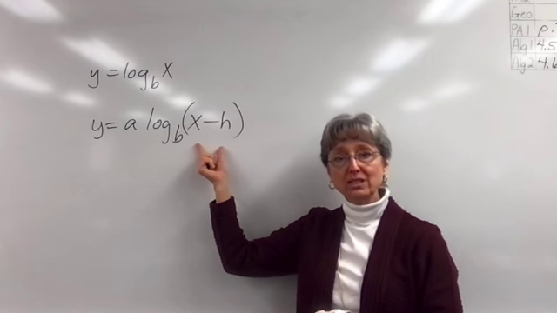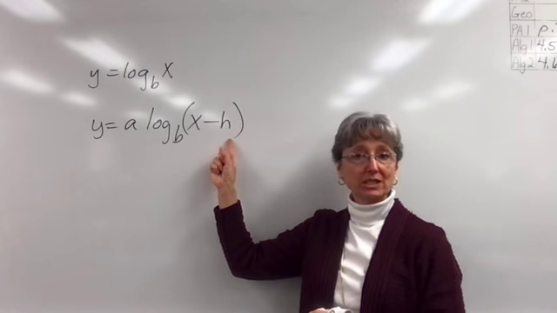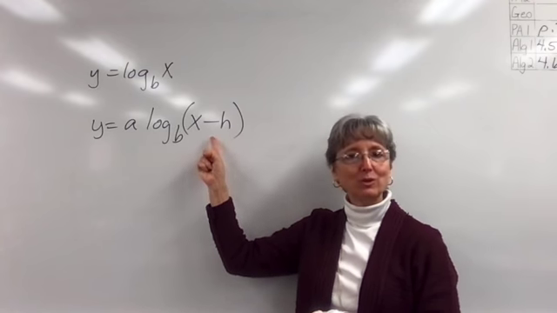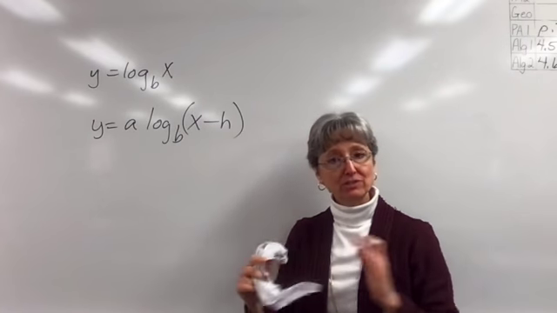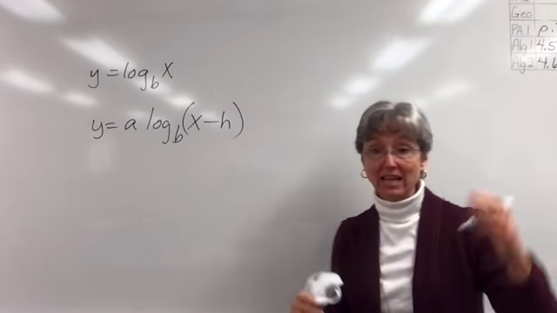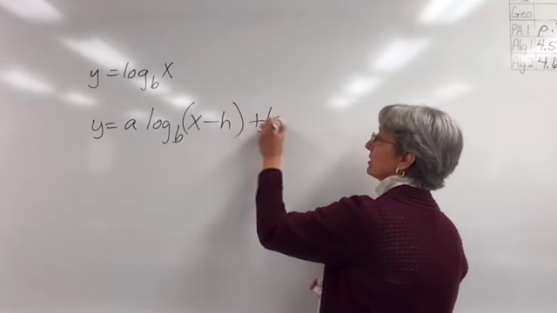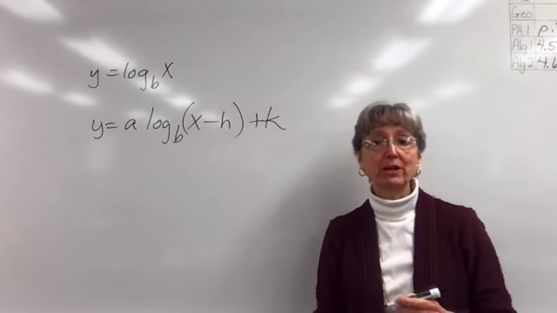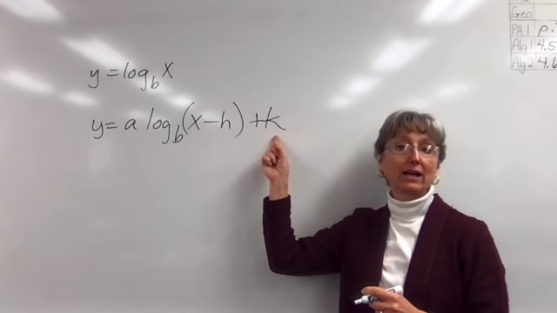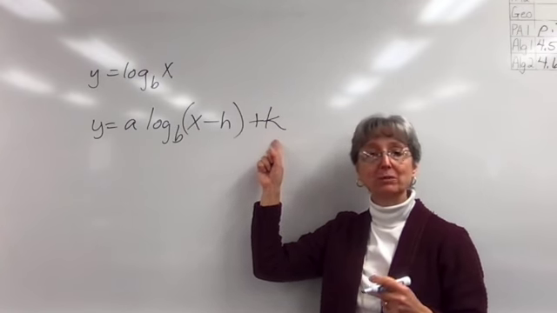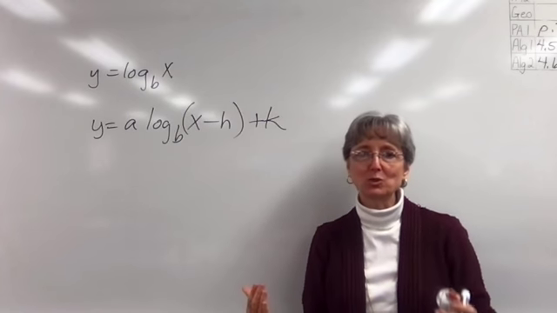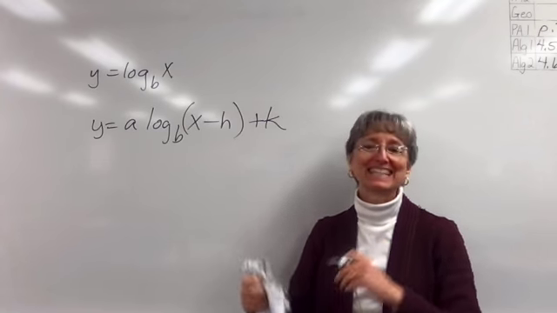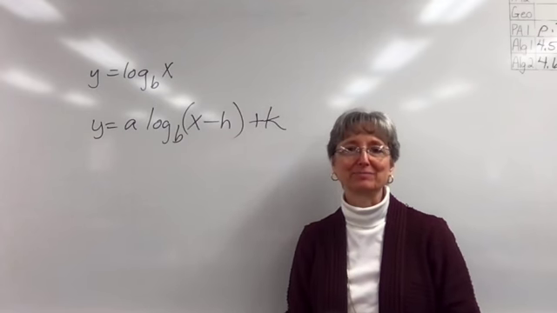Anything put in parentheses with the x like this shifts it left or right. Same thing, notice the negative, it's going to go opposite to its sign. That'll shift it left and right. And then same as before, to translate it up or down, we would add or subtract, depending on if we're going up or down. Plus k would do that. So the same exact transformations we did with all our other functions still apply to log functions.